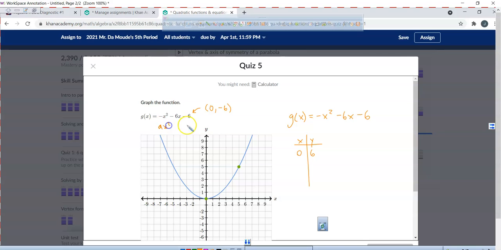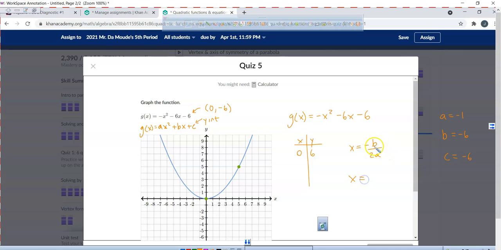If you're wondering, what the heck is the c value? It's ax squared plus bx plus c. The c value is always your y-intercept. Now I'm going to find my vertex. To find the vertex, there's a special little formula for the axis of symmetry. That's negative b over 2a. So you've got to know what your a value is. My a value is negative 1, my b value is negative 6, and my c value is also negative 6.